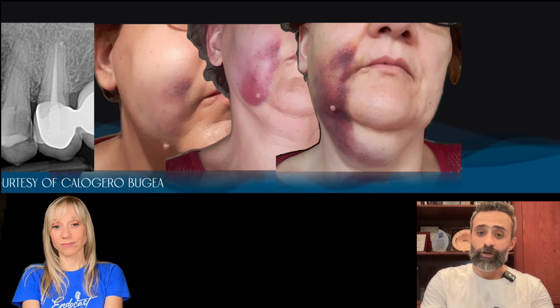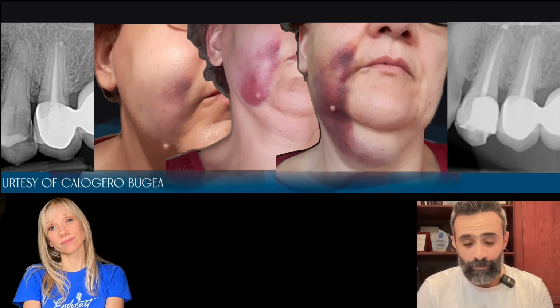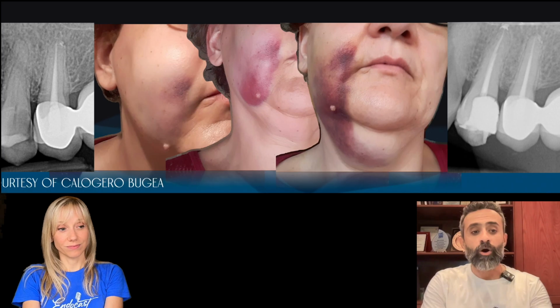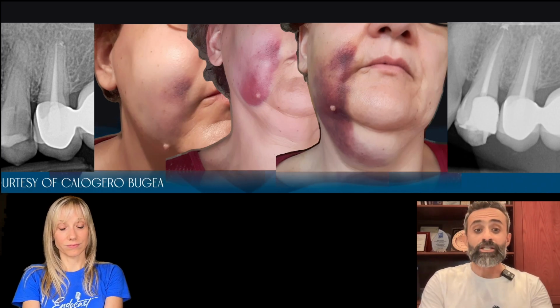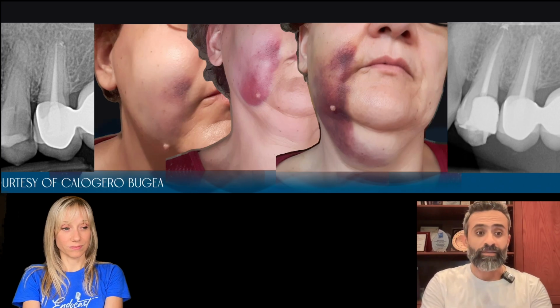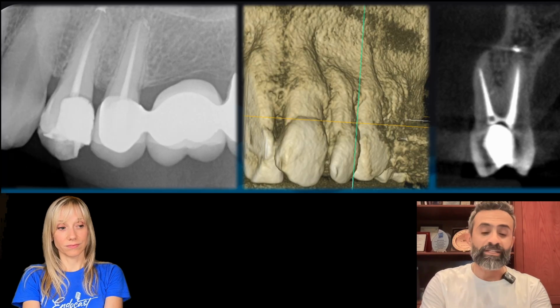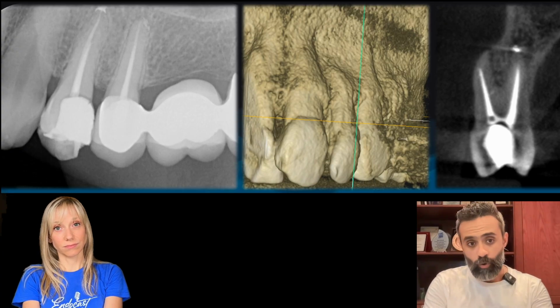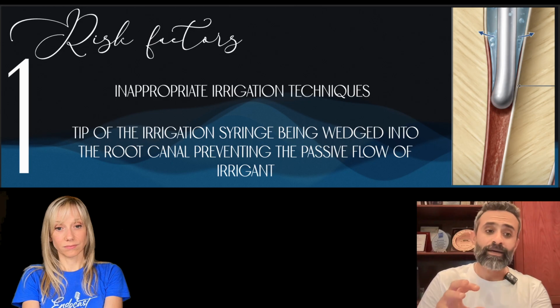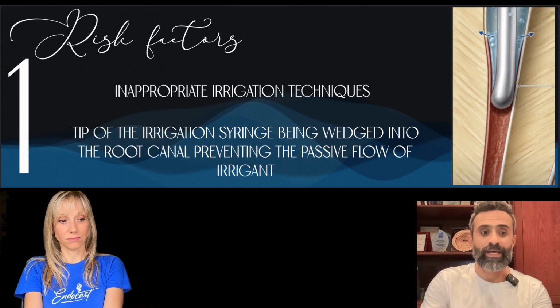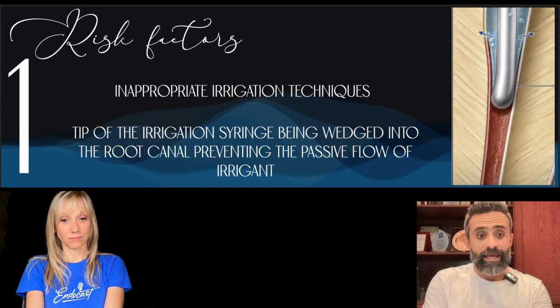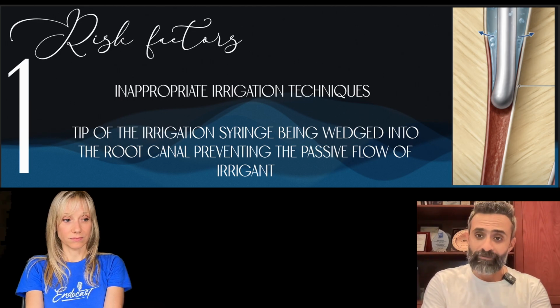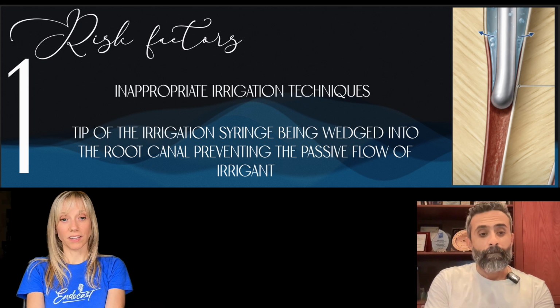Exactly. So, in the first part of this podcast, an important podcast, by the way, the most common cause is improper irrigation technique. The issue is usually the pressure rather than the irrigant itself. If the needle binds inside the root canal during irrigation, there is no passive backflow, and pressure forces the irrigant outside the tooth beyond the apex. Always ask yourself, can the irrigant flow back coronally or not? If it cannot backflow, you have to stop.